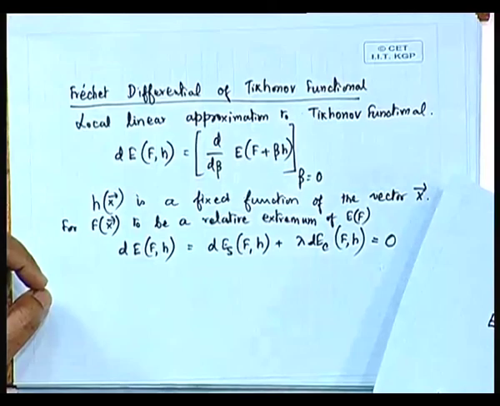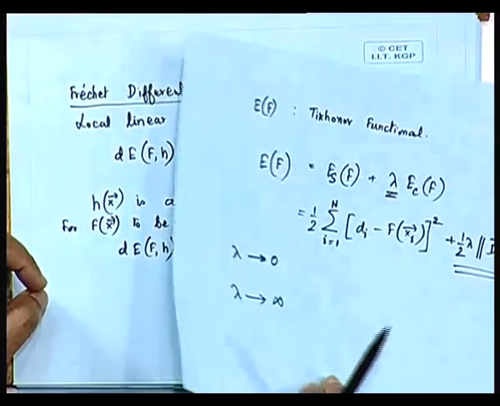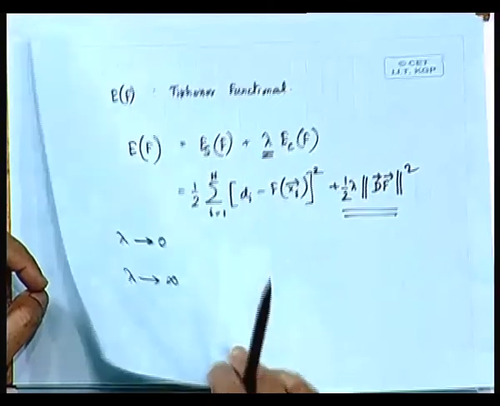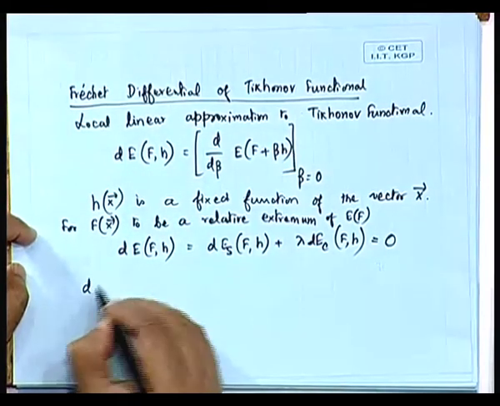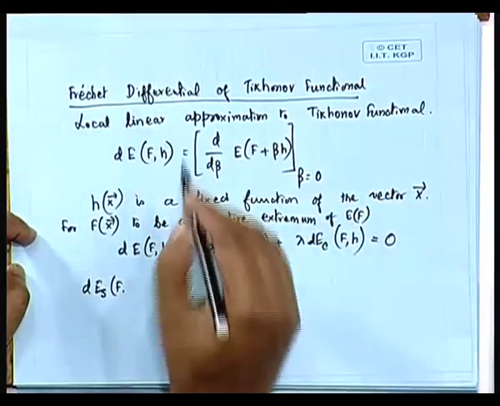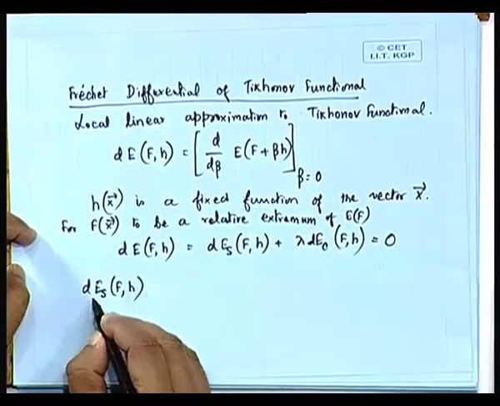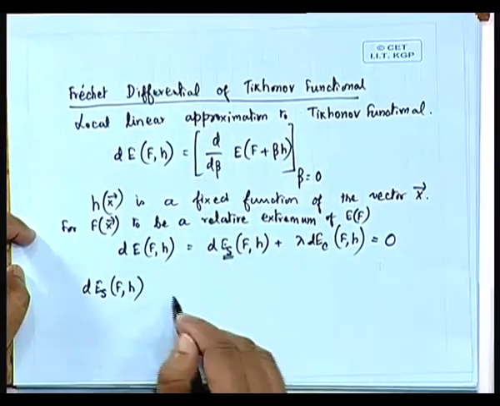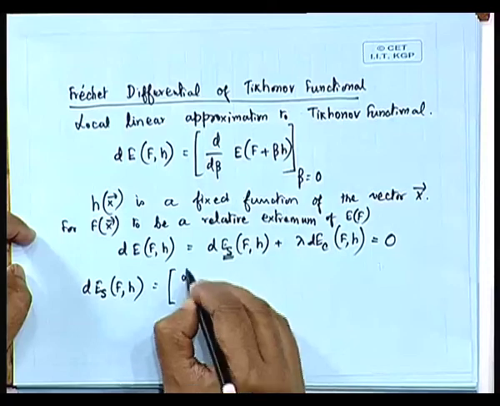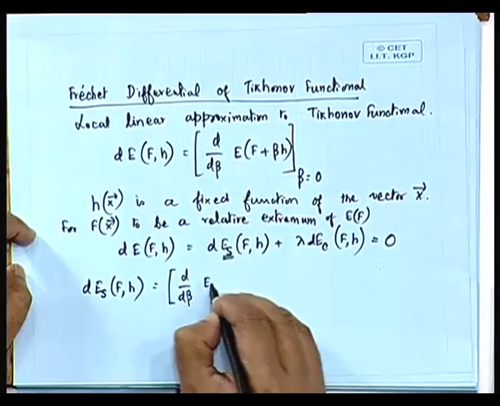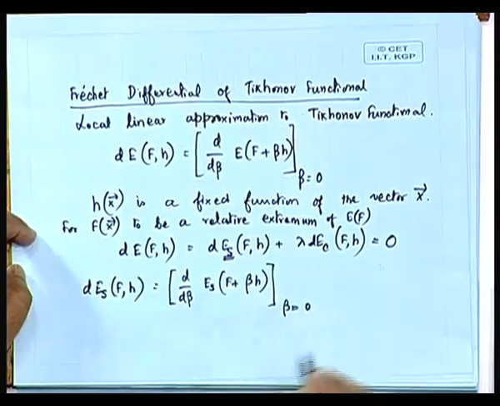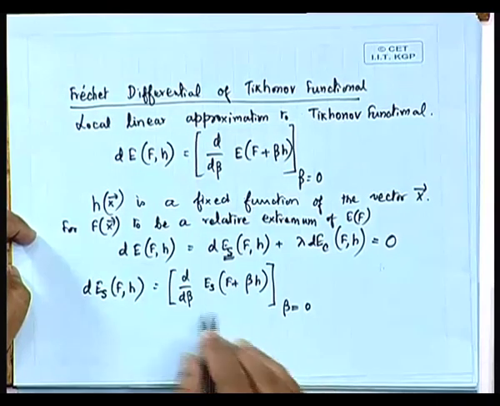Now, of course, what we have got is Es of f comma h. That means to say we have got to find the derivative of Es of f plus beta h. So, just to write it down, DEs(f, h), by applying the same Frechet differential definition as before, can be written as d/d beta of Es(f plus beta h), for beta equal to 0.